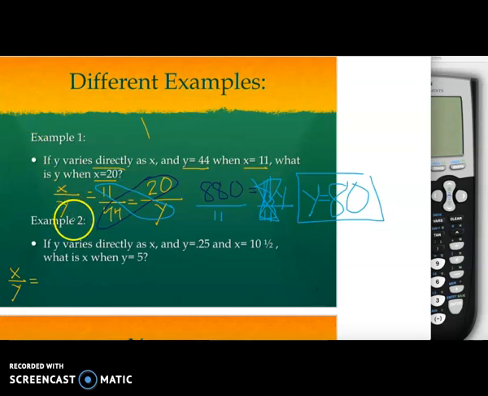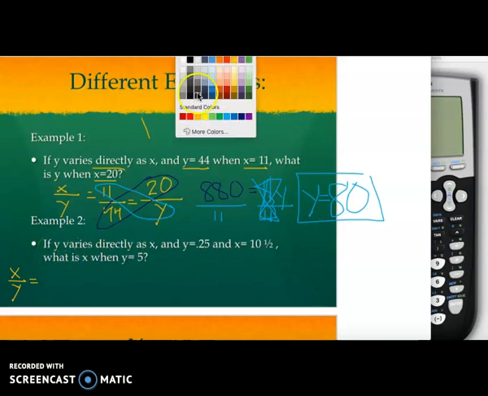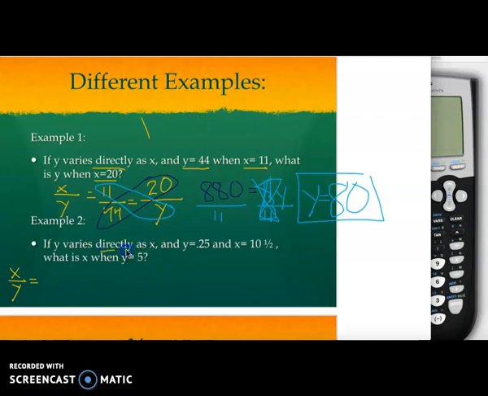Let's try another example. This example is very similar to the one before. Exact same process, just different numbers. Don't let these numbers scare you. It's the exact same thing, I promise you. Because let's look. If y varies directly as x, same thing, and y is 25 hundredths and x is 10 1/2, what is x when y is 5?